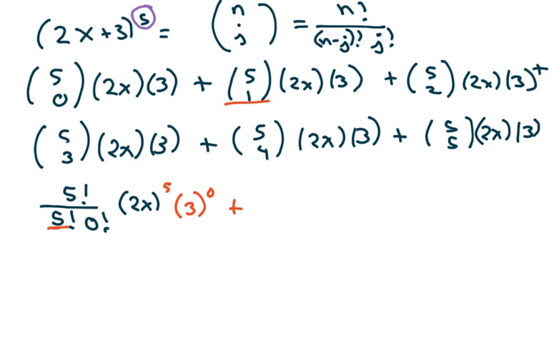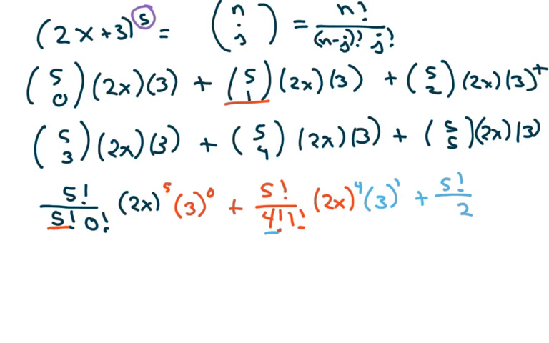Plus, I'm going to write this one out. I'm going to write 5 factorial. I'm going to put the 1 on this side. Therefore, this has to be 4, because 1 plus 4 is 5. Then I'm going to put the 2x, and I'm going to match it. It goes in order 4, and then I'm going to put the 3 and put 1. The next one's going to be 5 factorial, and I'm going to put the 2 here and the 3 here. So that means it's going to be 2x cubed and then 3 squared. So these match. Okay, the next part, plus.